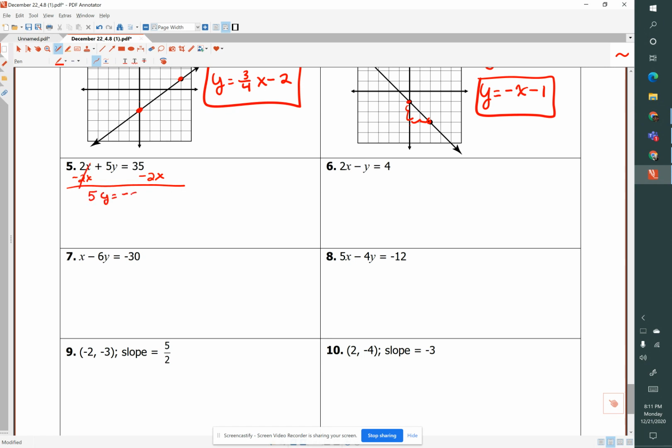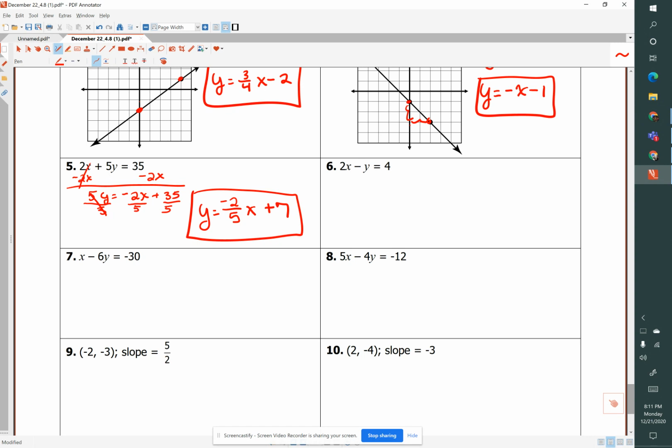5y equals -2x plus 35. And then we divide everything by 5, to give us y equals -2/5 x plus 7, because 35 divided by 5 is 7.